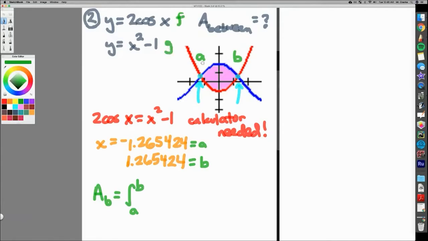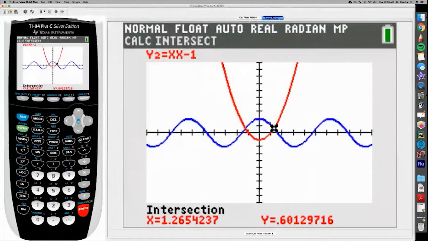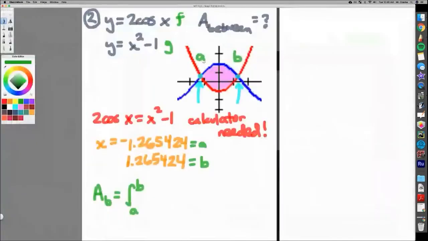Another way you can tell that is just by looking at the graph. The cosine is obviously the blue. The red is the x squared minus 1. So you can kind of tell which one's the top and which one's on the bottom. Okay, so then it's going to be 2 cosine x minus, x squared minus 1. Make sure you have parentheses like that.